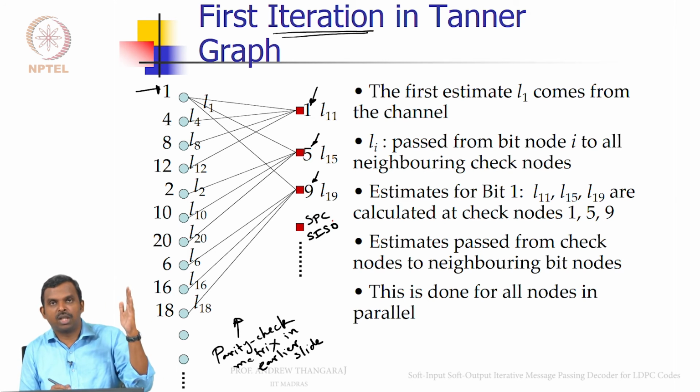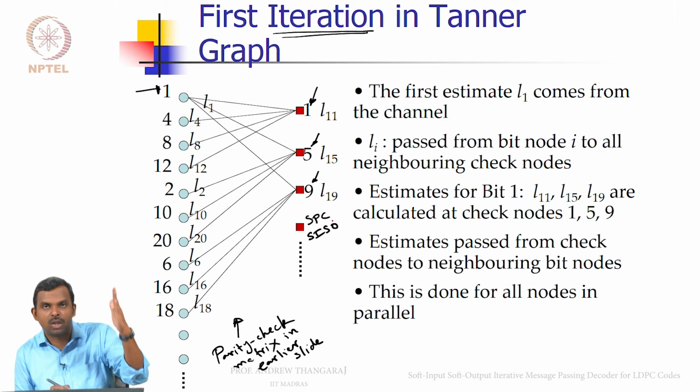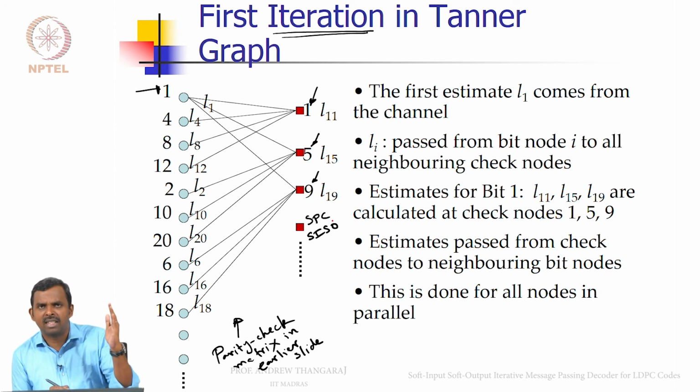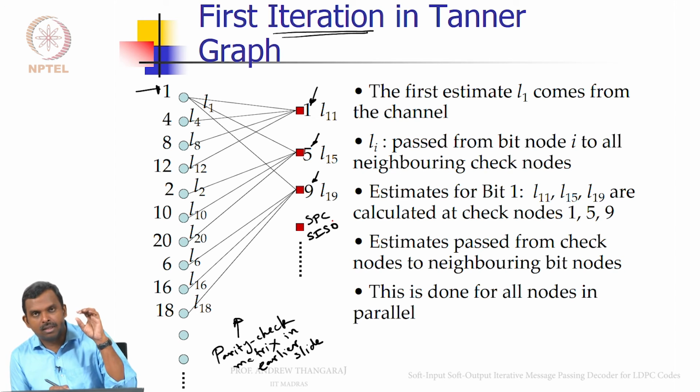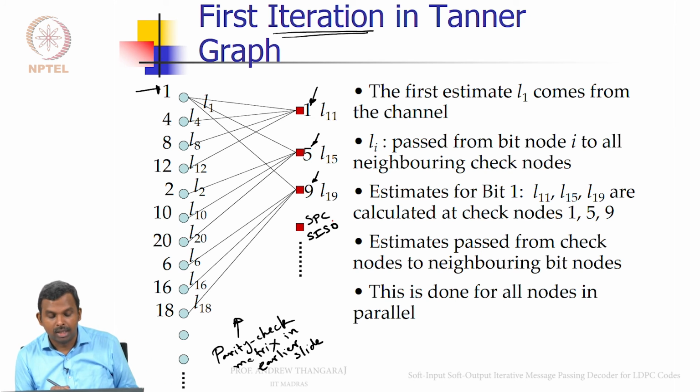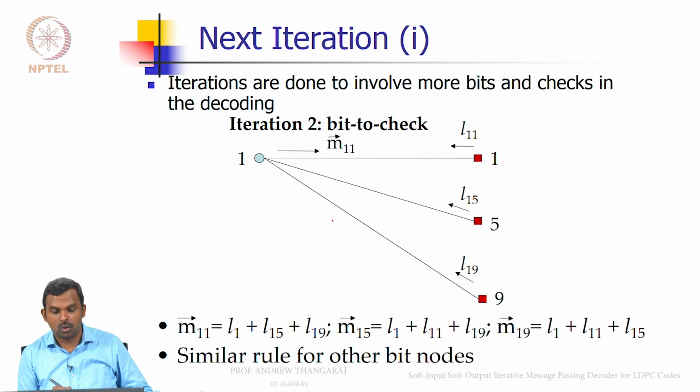In the first iteration, you can imagine the channel received value comes into the bit nodes, you do the channel LLR calculation 2 by sigma square Ri, and then that LLR gets passed to all the check nodes on the Tanner graph. The Tanner graph nicely captures this passing of messages, and then what does the check node do? The check node does the single parity check SISO computation, and then it passes back the extrinsic on each of the edges back to the bit nodes. That is how you get this L11, L15, L19. So, how exactly does this happen? Let us look at it very closely here.